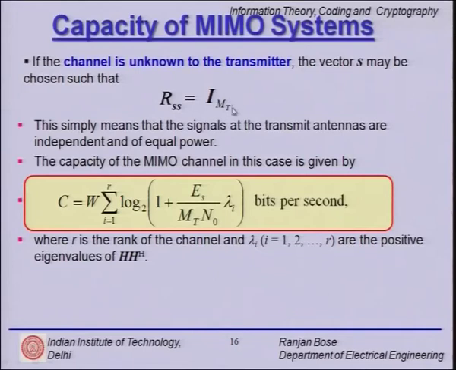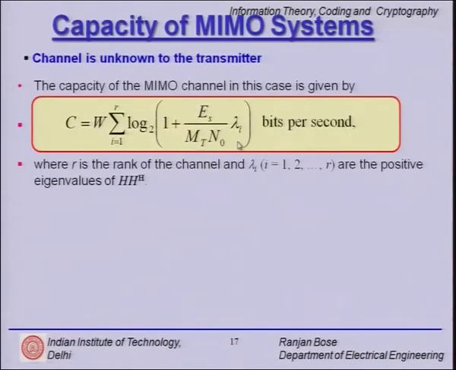Any cross terms would have shown up, so it would not have been an identity matrix, but right now it says that the signals are independent and of equal power, and in that case you can derive from the previous general formula that the capacity of the MIMO channel is simply given by C equal to W summation i equal to 1 through r, we will talk about r being the rank of the channel, of log 2 of 1 plus, again this is kind of the SNR expression, Es over MT N naught lambda i, where lambda i for i equal to 1 through r are the positive eigenvalues of H H Hermitian.